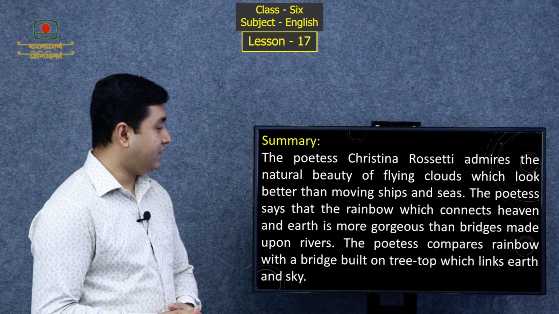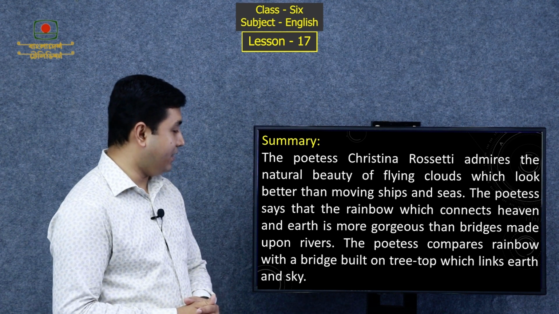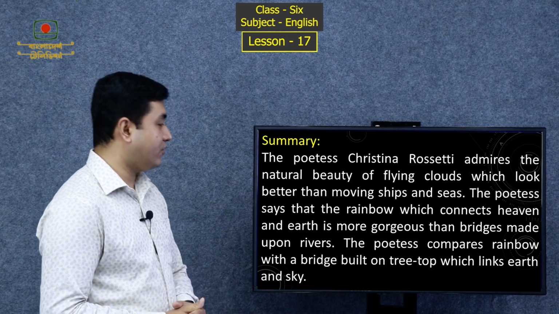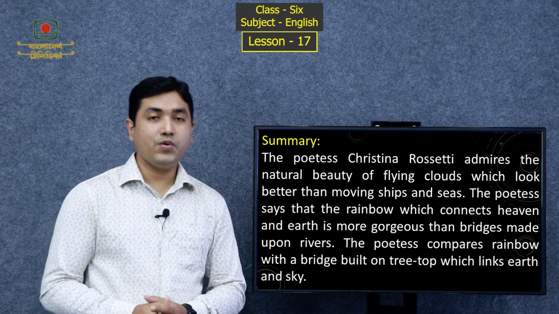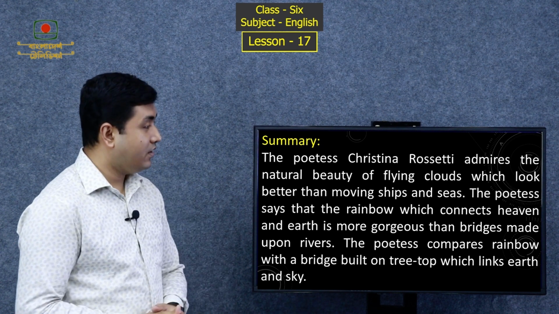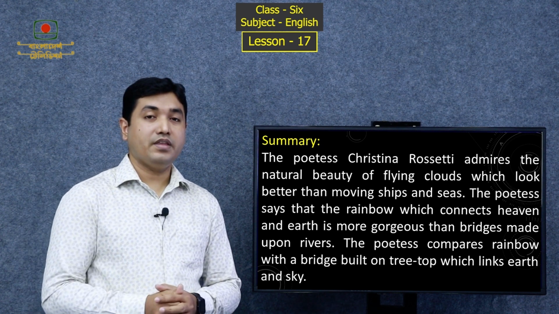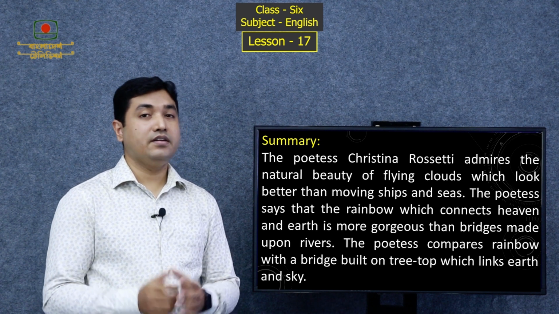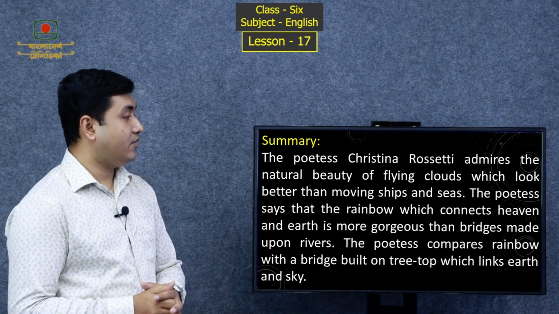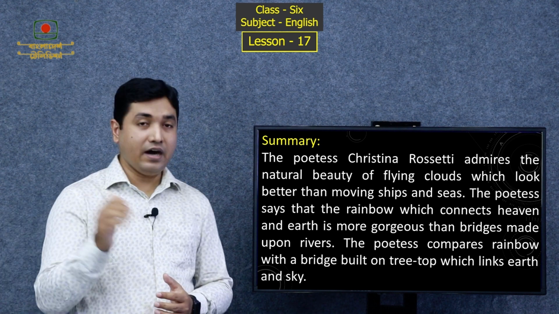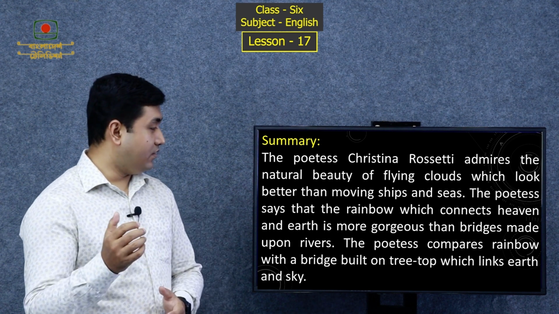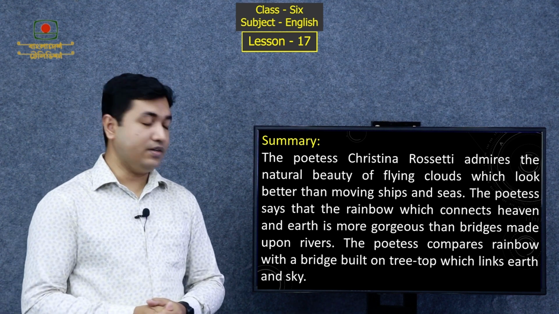The poetess says that the rainbow which connects heaven and earth is more gorgeous than bridges made upon the rivers. Dear learners, you have often seen bridges on the rivers. But here, the poetess thinks that the rainbow that we can see in the sky after raining connects the heaven with the earth, and it is more gorgeous than the bridges that are made upon the rivers.